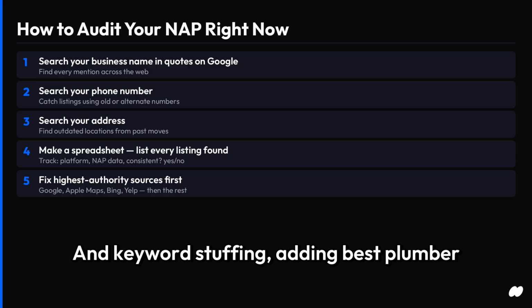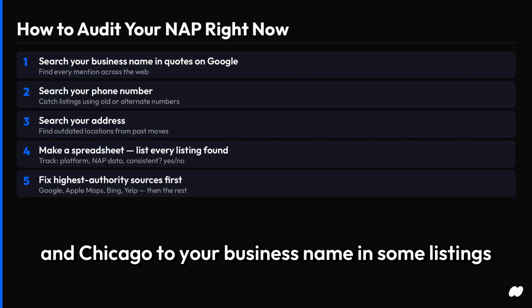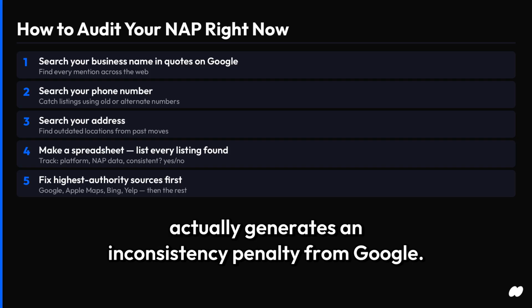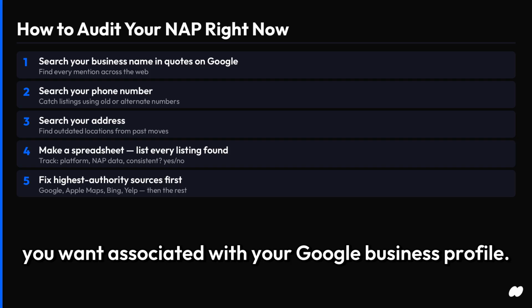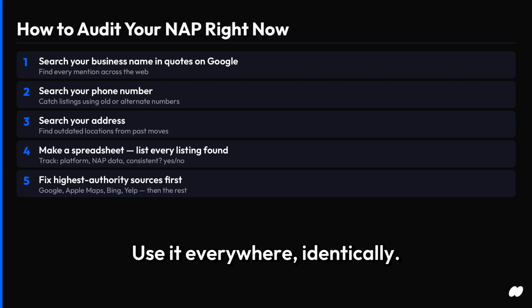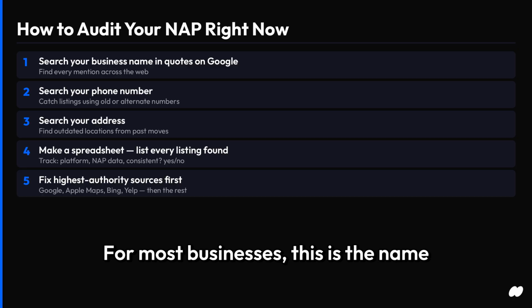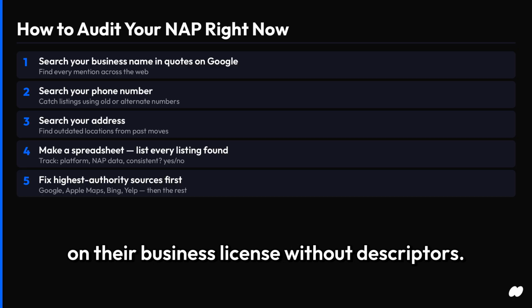And keyword stuffing, adding Best Plumber in Chicago to your business name in some listings, actually generates an inconsistency penalty from Google. Fix. Pick the exact business name you want associated with your Google business profile. Use it everywhere, identically. For most businesses, this is the name on their business license without descriptors.